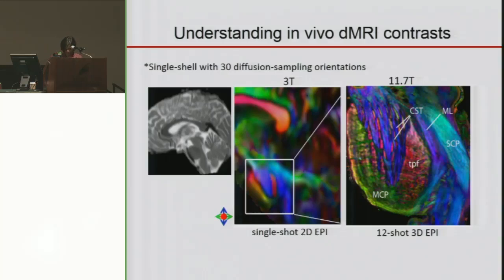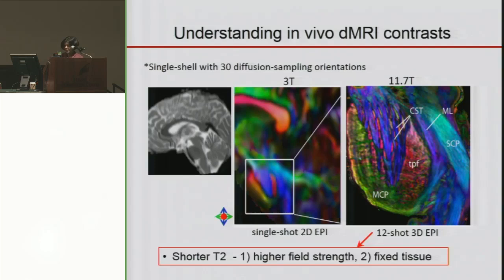And the next thing to note is that this ex vivo data is acquired using 12-shot EPI, as compared to single-shot 2D EPI in the in vivo image. This is because we are imaging at high fields and also because we are dealing with fixed tissue. Both of these independently cause much shorter T2s in the tissue. So this is one thing that we need to keep in mind when we move to postmortem imaging.